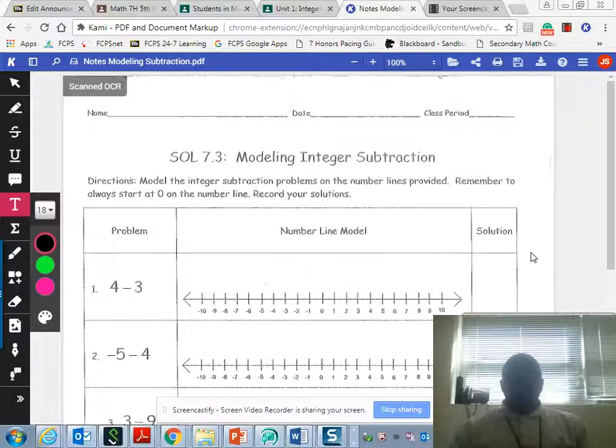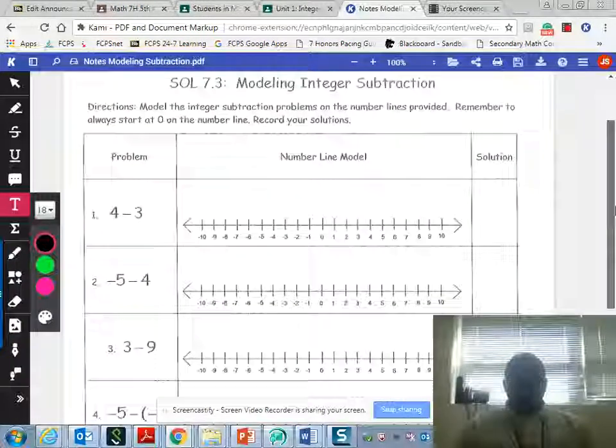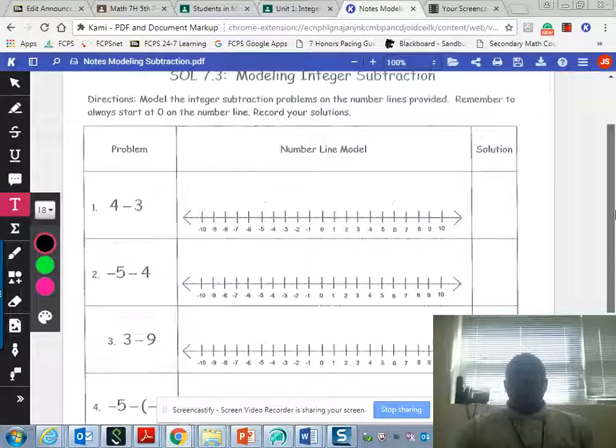Today, our main focus will be learning how to model integer subtraction. So make sure you have these notes before you begin, and we will be doing integer subtraction. Before we start, I want to remind you that we're going to first show you how to model using a number line. Tomorrow we will discuss modeling using counters.